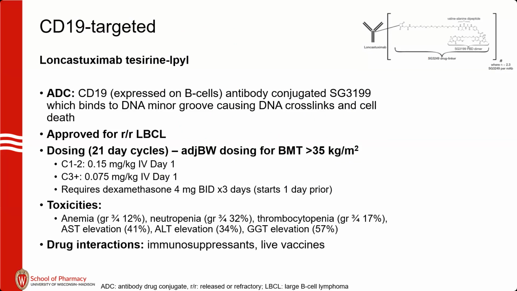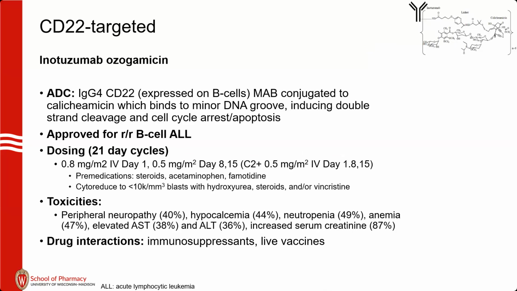I'll highlight one of the oddities in this drug product. It is dosed on adjusted body weight for those with a BMI, not a BMT, a BMI of greater than 35 kilograms per meter squared. And then count suppression and especially liver dysfunction are big players here from a toxicity perspective. But this is a nice drug antibody conjugate option for those later in diffuse large B-cell lymphoma therapy, after your standards of care have been administered.